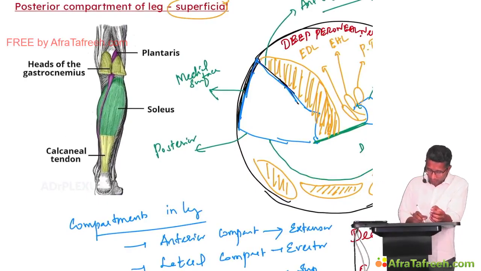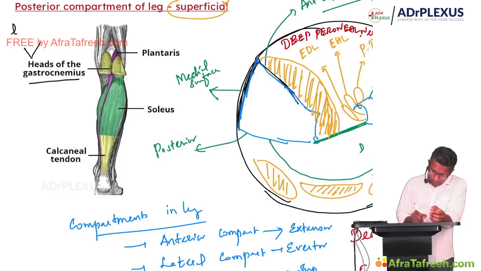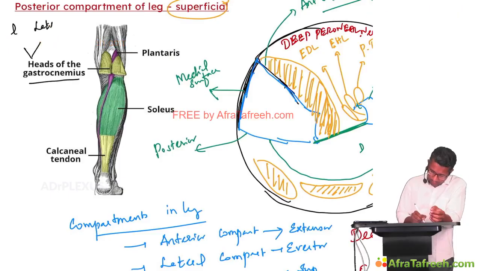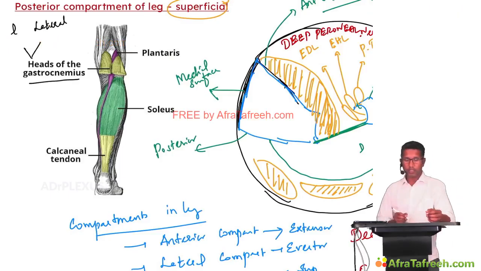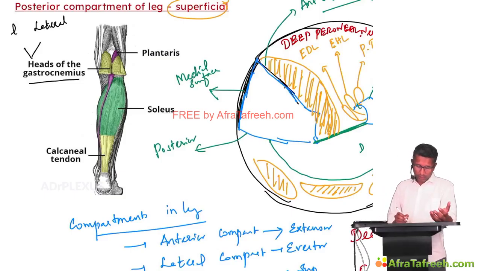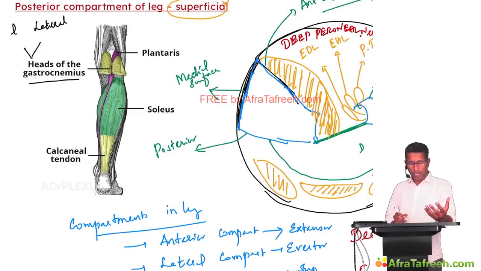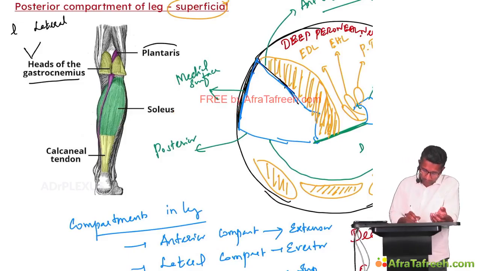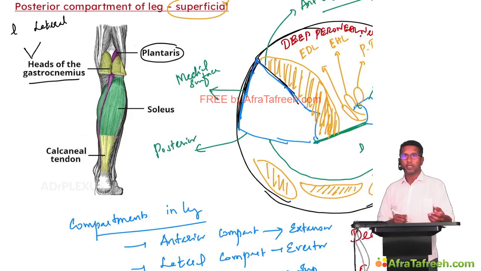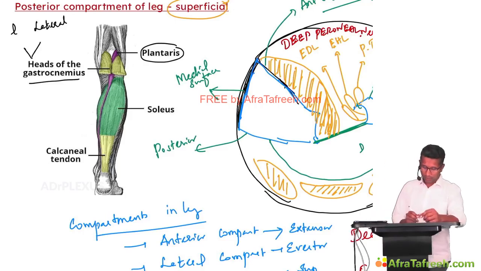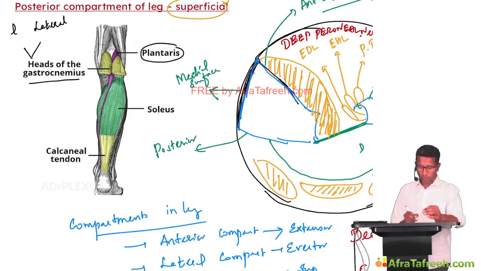And you have the gastrocnemius, which is cut here. You have 2 heads of gastrocnemius, one called the medial head, and another called the lateral head of gastrocnemius. And you can also very well see below the lateral head of gastrocnemius the plantaris muscle, and you can see the soleus muscle taking origin from the soleal line. So this is the soleus muscle.